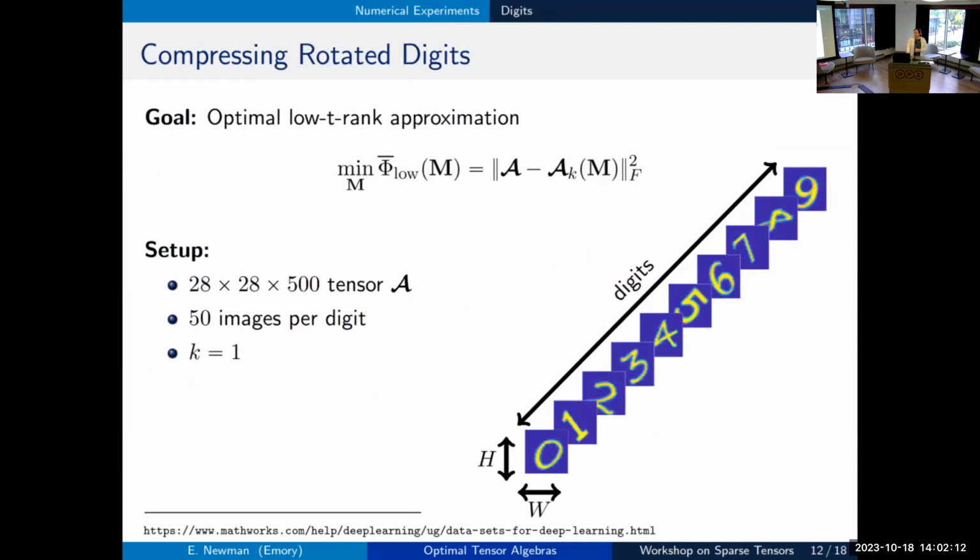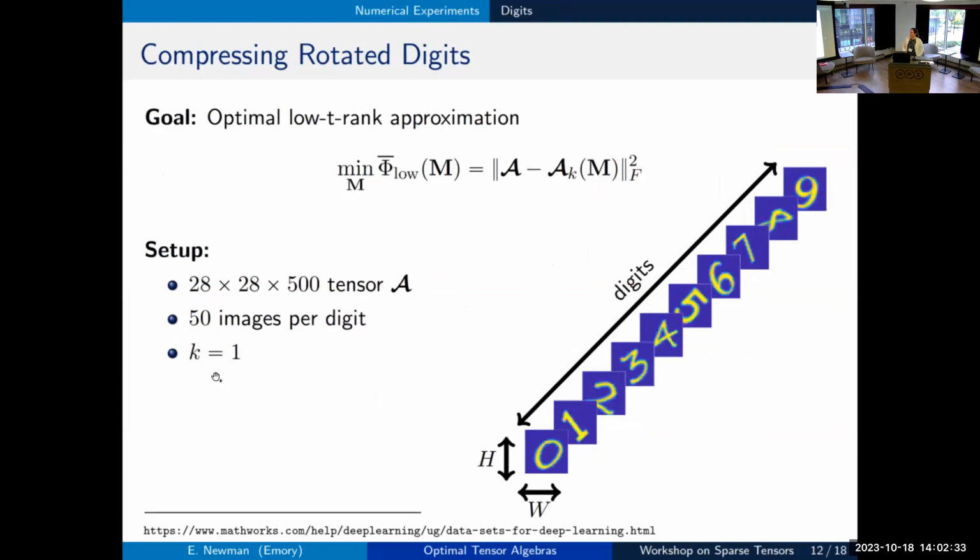And what we have here is a bunch of digits. This is not MNIST. It's actually a MATLAB built-in. These are rotated digits. And just for illustrative purposes, I'm storing these digits as frontal slices of this tensor. And we're going to try to get a T rank one approximation to this tensor here.